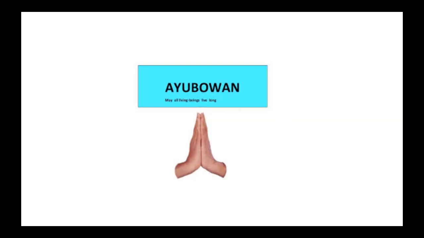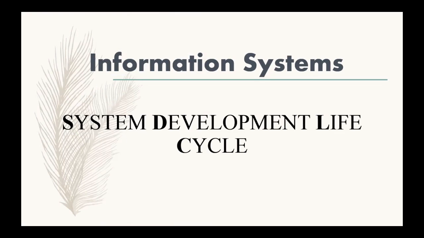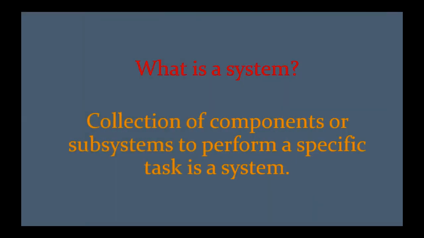Our second lesson according to the syllabus is information system. In our textbook it is mentioned as system development life cycle, but actually information system should be the topic because system development life cycle comes under information system. So anyway, here we have to consider what is a system. Actually, a system is a collection of components or subsystems to perform a specific task.